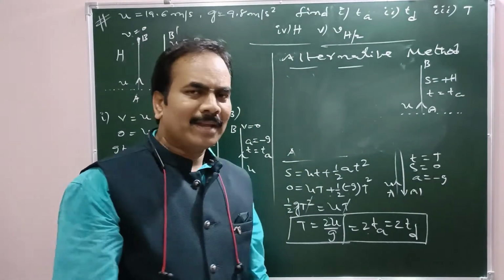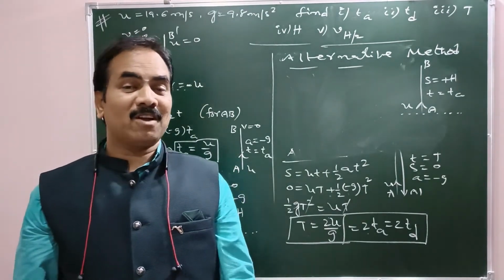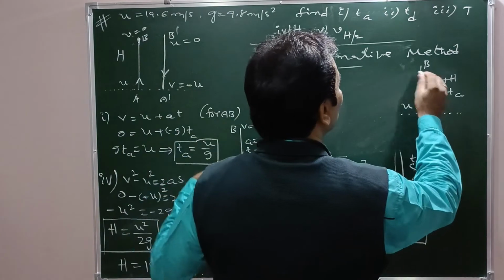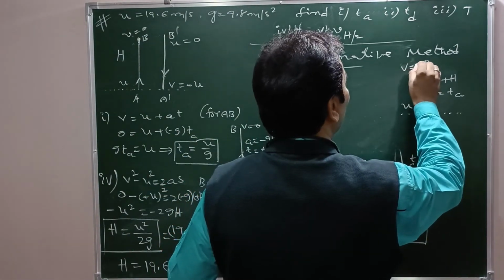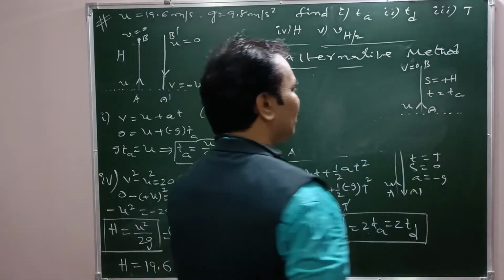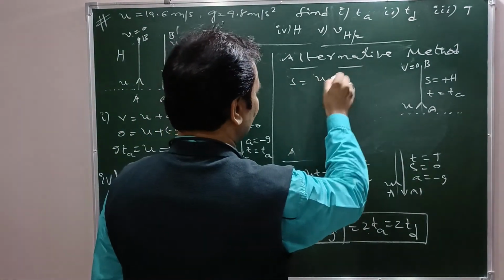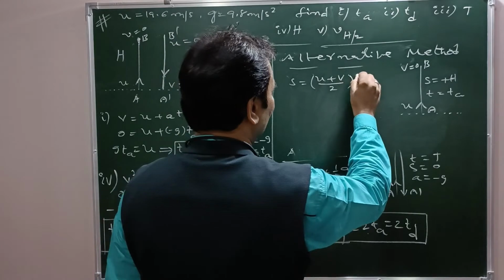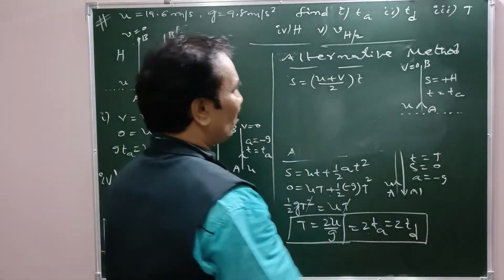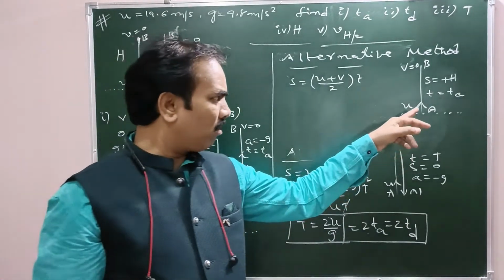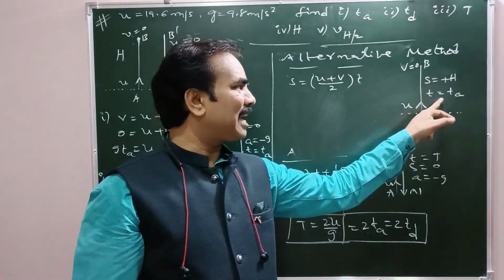Now we can take displacement equal to average velocity into time. Here velocity is u, 19.6. Here velocity is 0 at the highest point B. Now we can take s equal to average velocity (u plus v)/2 into t. What is t here? t means t_a. Why? Because I am trying to go from A to B, that is the time of ascent, t_a.